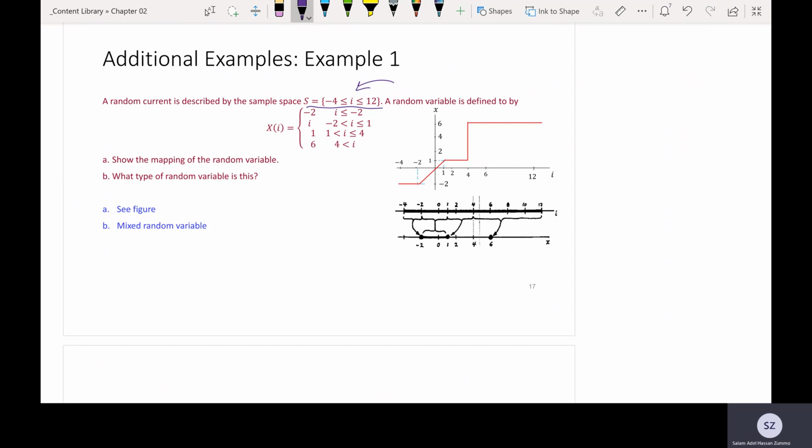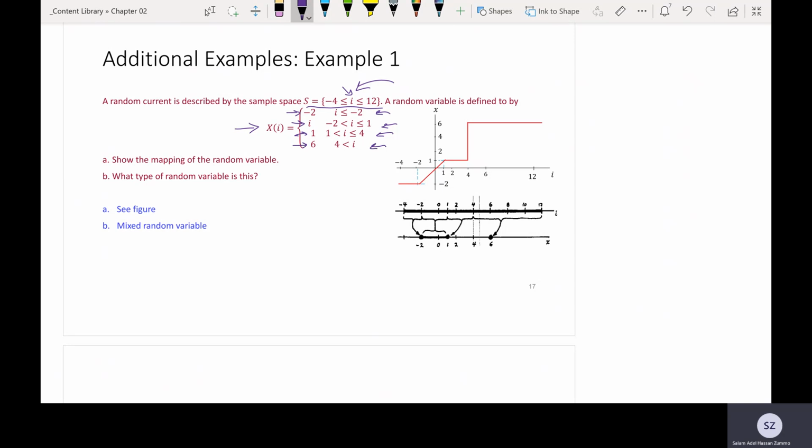So basically, in this example, the sample space is any number between -4 and 12. It's a sample space for an experiment; we don't even know what it is. The random variable is defined as a function of the sample space element xi. So X is -2 when xi is less than -2. And X is equal to xi when xi is between -2 and 1. And the random variable is equal to 1 for xi between 1 and 4. And the random variable is equal to 6 for xi larger than 4.